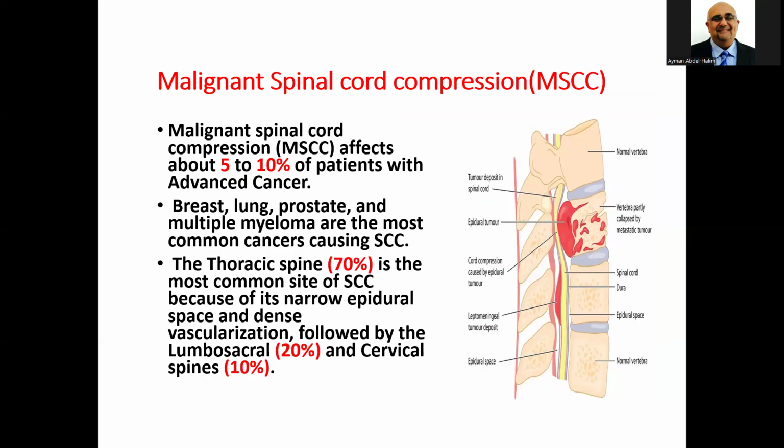Malignant spinal cord compression affects 5 to 10% of patients with advanced cancer. You see it mainly in cancers such as breast, lung, prostate, and multiple myeloma. The thoracic spine is the commonest site of malignant spinal cord compression: 70% in the thoracic spine, 20% in the lumbosacral, and 10% in the cervical spine.